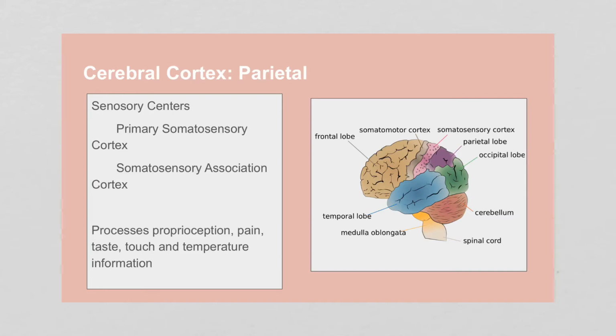The primary somatosensory cortex is where the information comes in. And then when we see association regions or cortices, we're talking about understanding what that information is. So there's usually one area where the information comes in, and then another area where that information is made sense of. The parietal lobe is going to process information about proprioception, which is where our joints are in space, pain, taste, touch, and temperature.